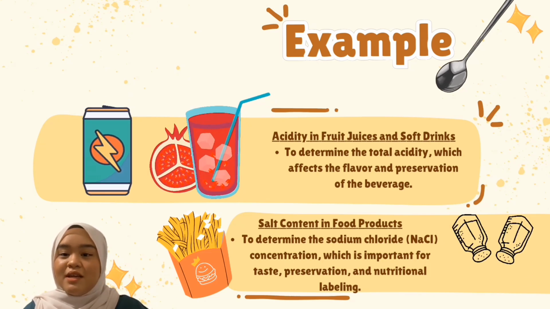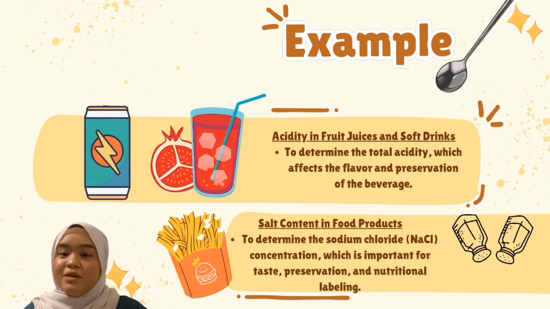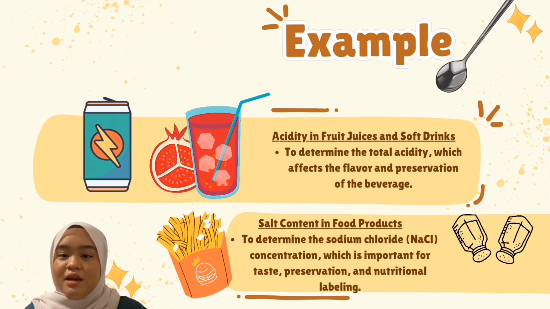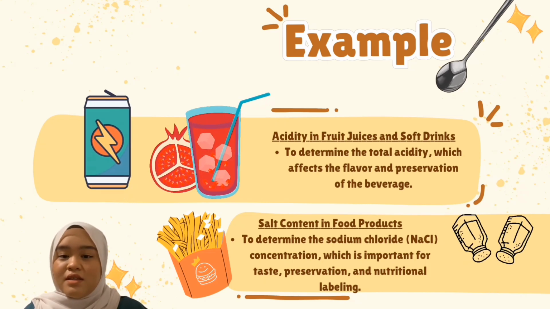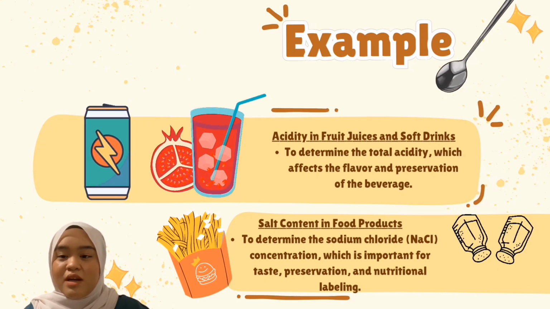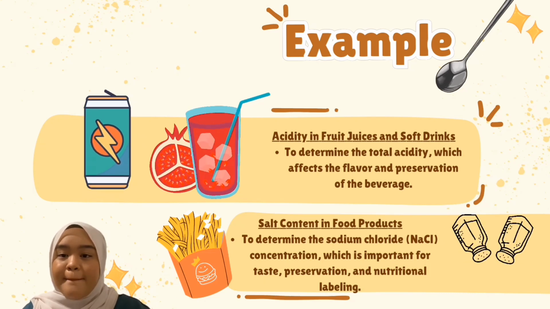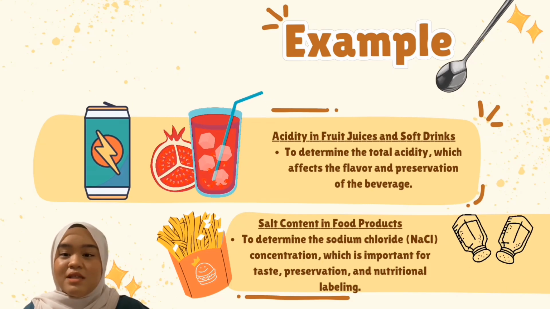The salt content in food products. It is to find how much sodium chloride, which is salt, they contain. This is important for their taste, how long they stay fresh, and for labeling their nutritional value. The preparation is, first, we mix the food sample with water, then we add a solution called silver nitrate to it slowly until we see a reddish-brown color appear. This color tells us we have finished the test. By measuring how much silver nitrate we added, we can figure out how much salt is in the food.